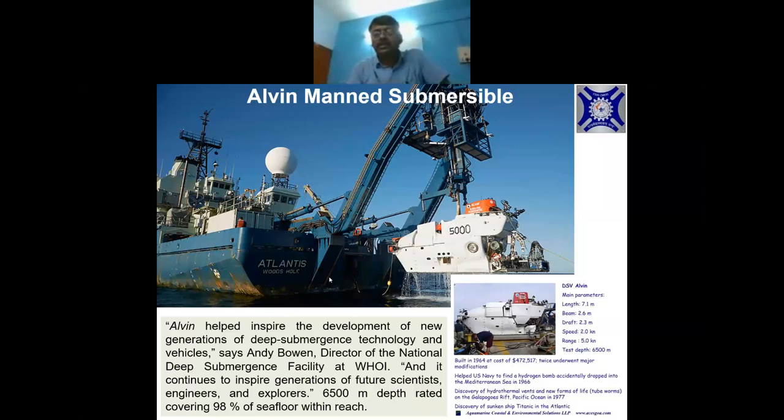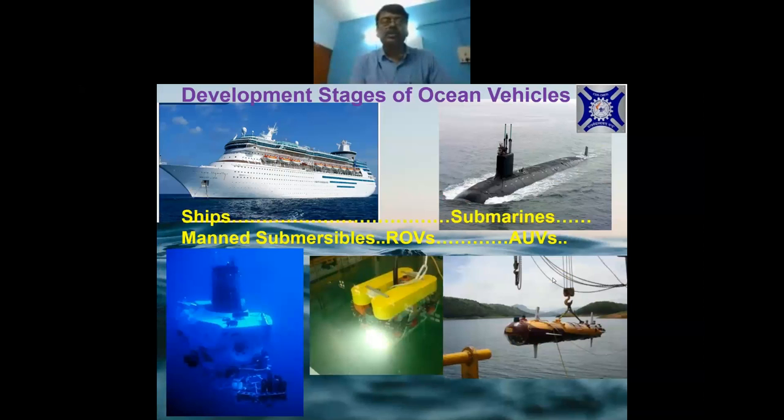The specification of Alvin was like this: length 7.1 meter, beam 2.6 meter, draft 2.3 meter, speed 2 knot and range 5 knot. Depth test range is 6,500 meter.